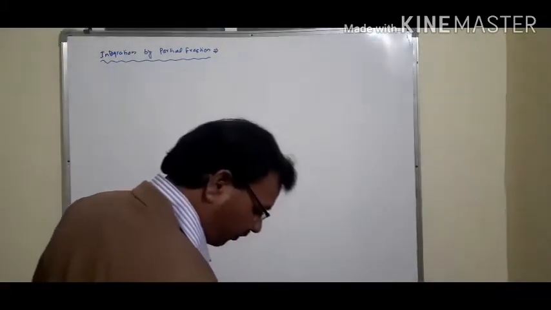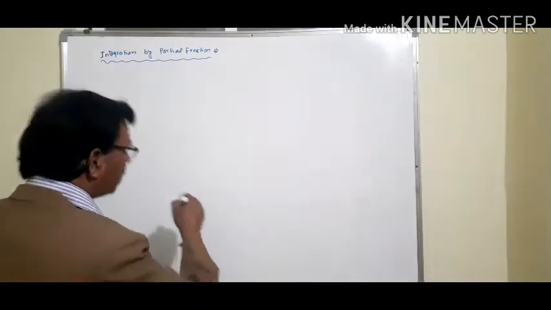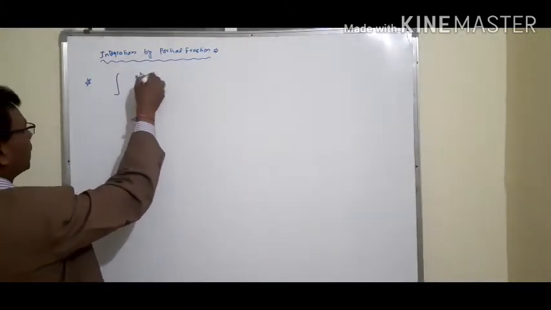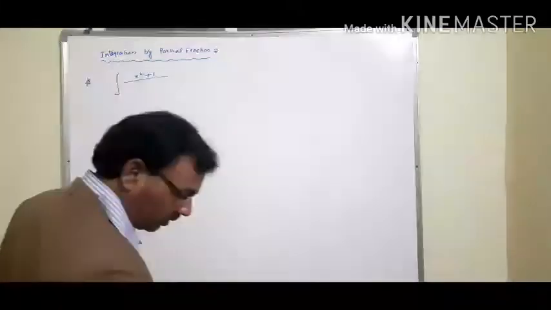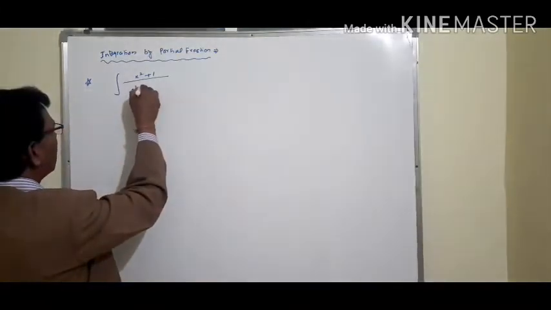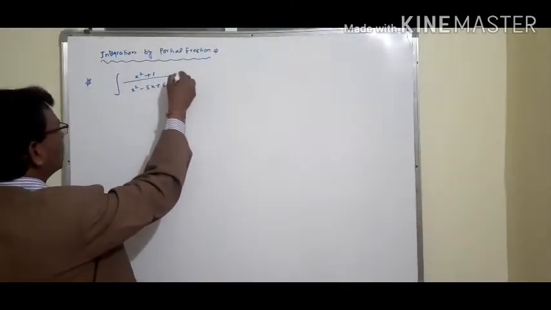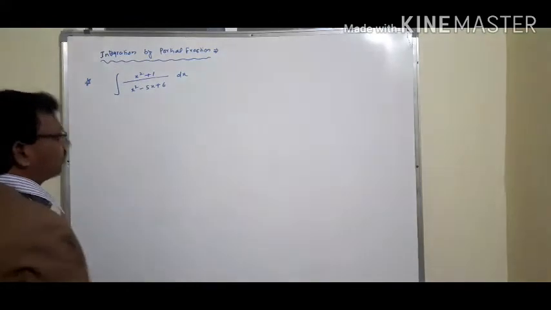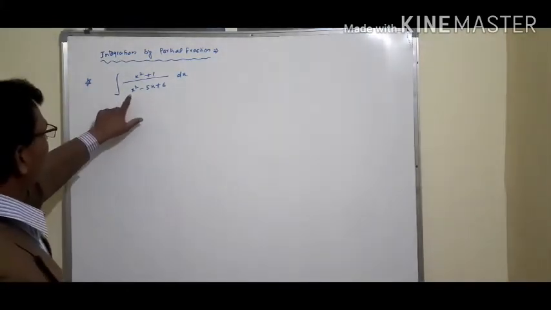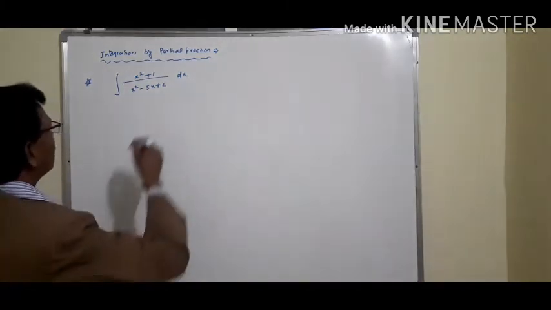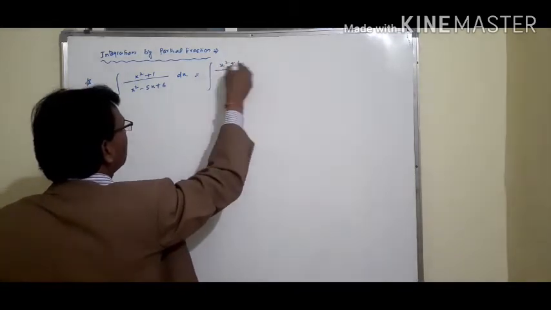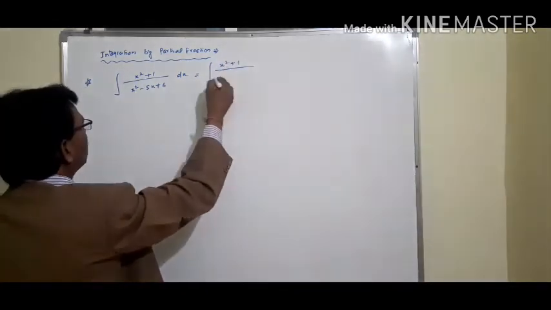The question is: find the integration of (x square plus 1) whole upon (x square minus 5x plus 6) into dx. Now first we should find the factor of its denominator.